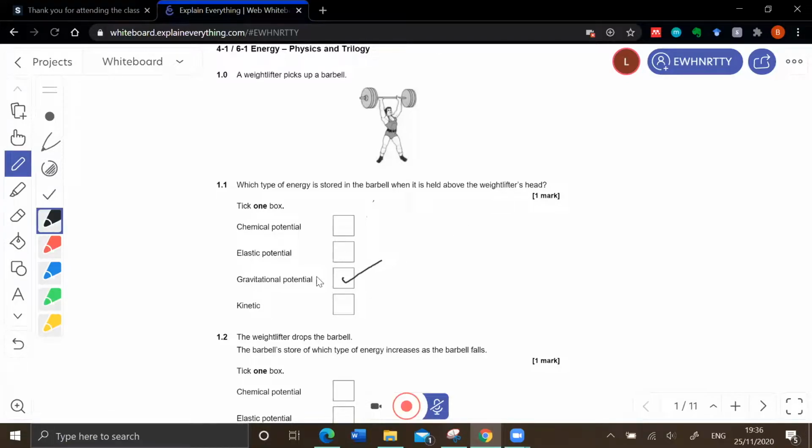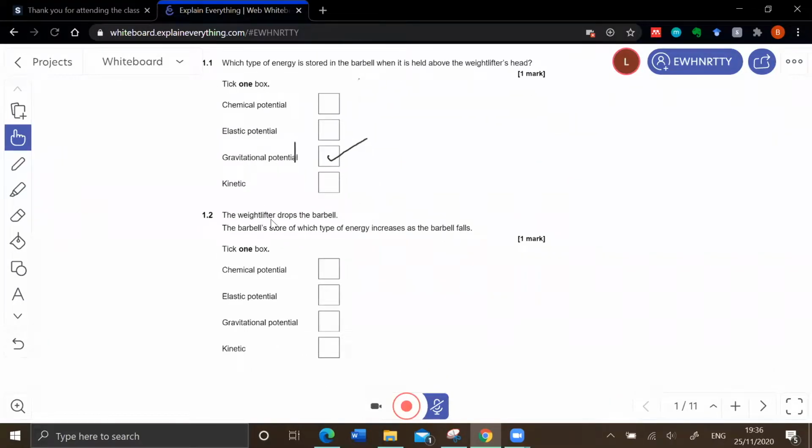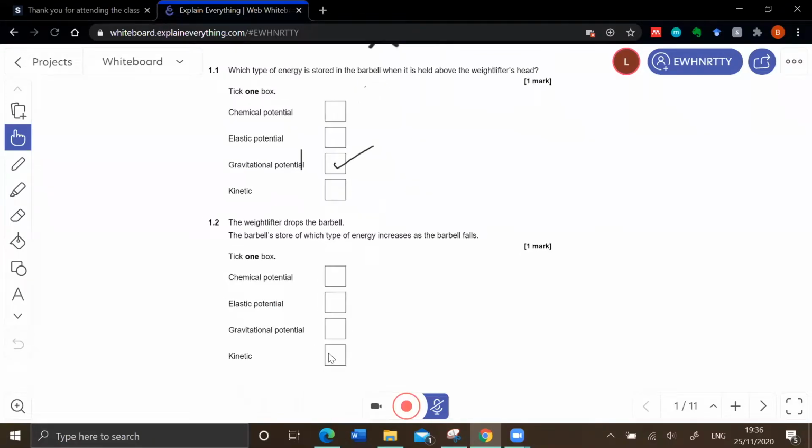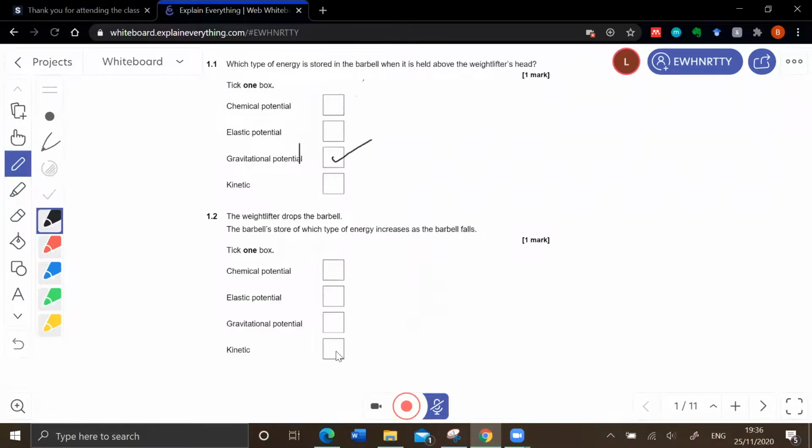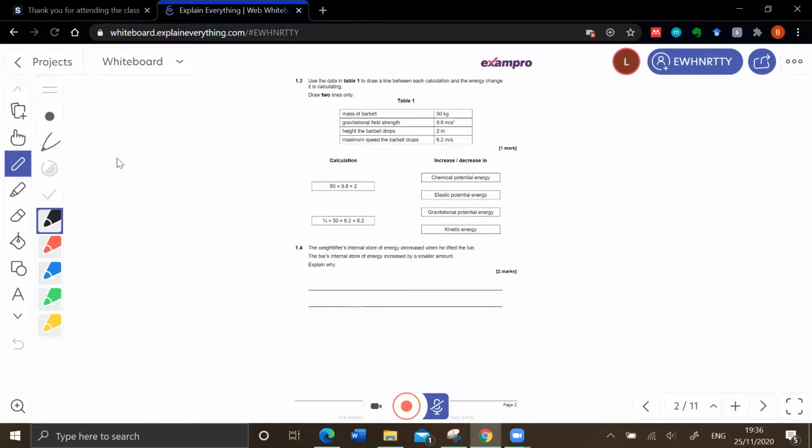Next bit. The weightlifter drops the barbell. The barbell's store of which type of energy increases as the barbell falls? We just talked about that. Not chemical, nothing to do with that. Nothing stretchy going on. Gravitational potential is not that. It's falling, it's getting faster, and it's moving as it falls. So it's kinetic. That's the correct answer. These are only 1 mark each, so they're quite straightforward. They're just tick box.